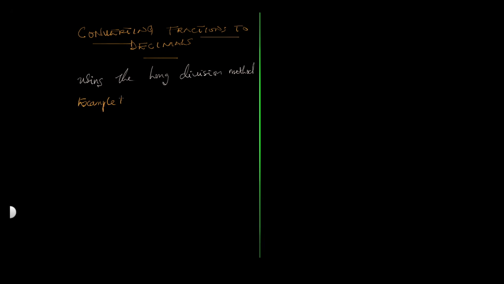Example one. Example one is for us to... they ask what is the decimal of this fraction? What is the decimal of 5 all over 8? Okay, the decimal of 5 all over 8.